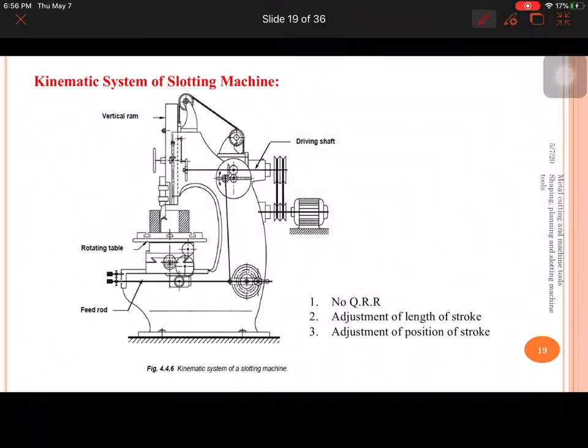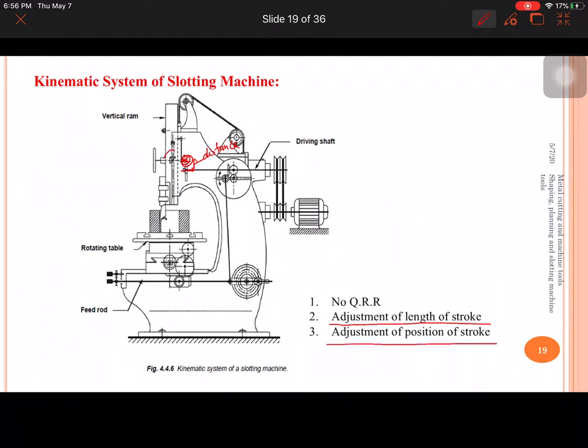Now let us look into the other points related to the slotting machine. Now, how to adjust the length of stroke? That is adjusted by adjusting the location of this pin with respect to the center of the crank. This distance, if you adjust this distance, automatically you can adjust the length of stroke. This is very much similar to what we discussed in the shaping machine.